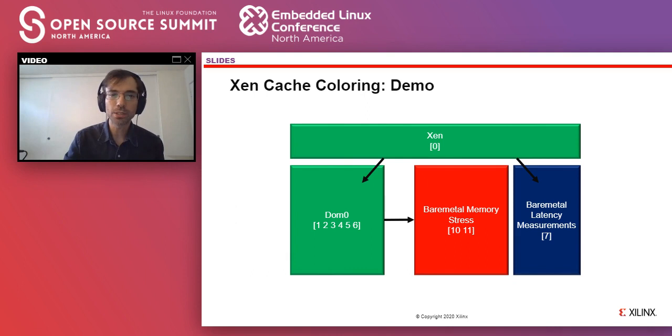And also there is another bare metal application that we're going to start by hand from Dom0 to cause memory stress. The bare metal memory stress application has basically no output, no console, nothing, just doing mem copies. The bare metal latency measurement application, the one on the right, the blue one, has the TTC timer directly assigned and the second UART directly assigned so that you can see the output.